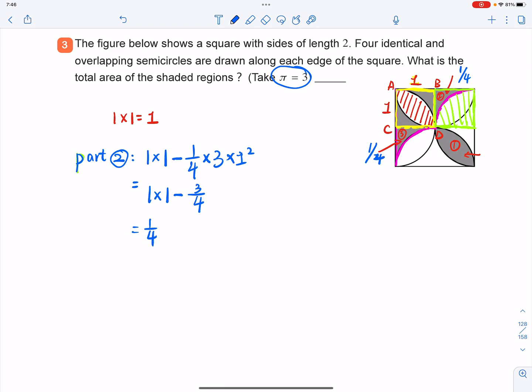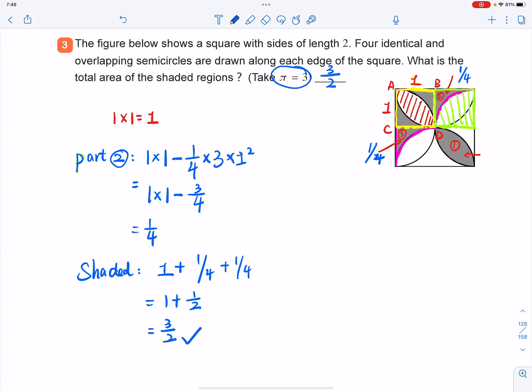So the total area of this shaded region then equals the area of this yellow square, that is 1, plus part 2 and part 3. So both of them are a quarter and a quarter, right? So if you add them together, you get 1 plus a half. A quarter plus a quarter equals a half. Then that will be 3/2. So that's the answer to this question, which is 3/2, or you could say 1.5.